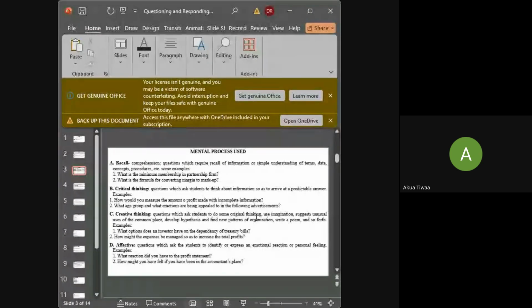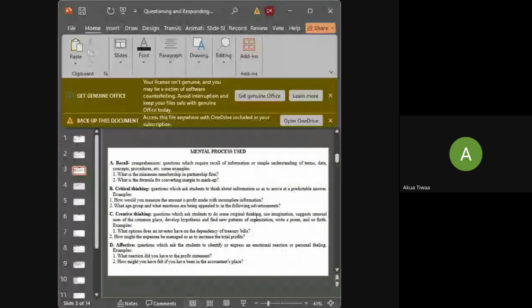And then we have critical thinking questions. These are questions which ask students to think about information so as to arrive at a predictable answer. An example is, how would you measure the amount of profit made with incomplete information? So this one, they have given you incomplete information and you are to calculate the profit. How will you do it? This one requires thinking.